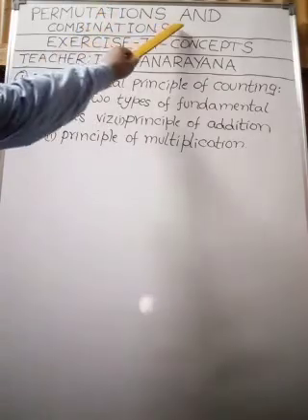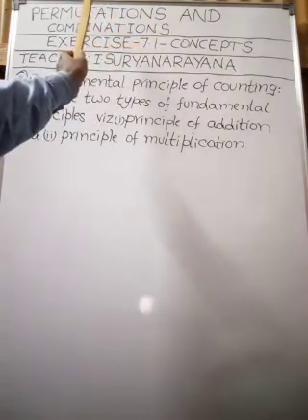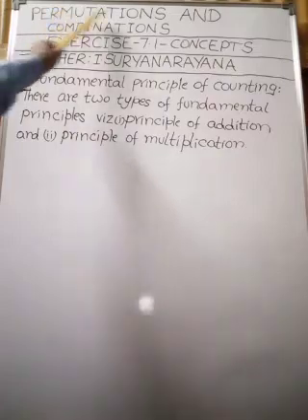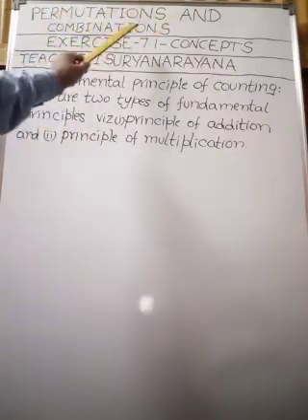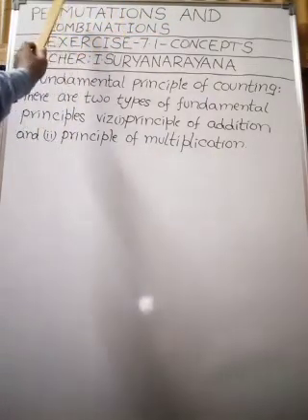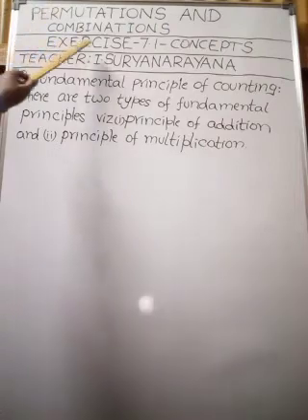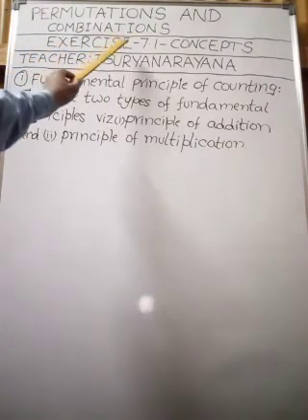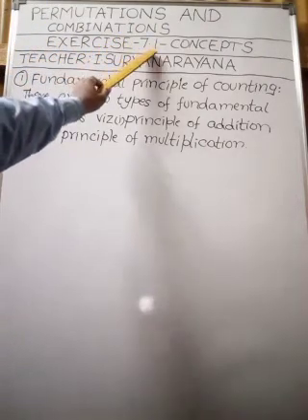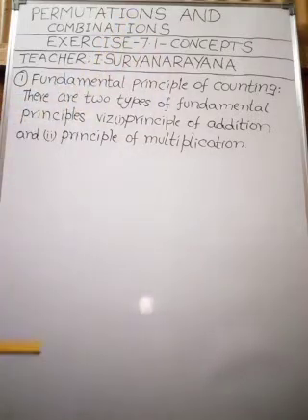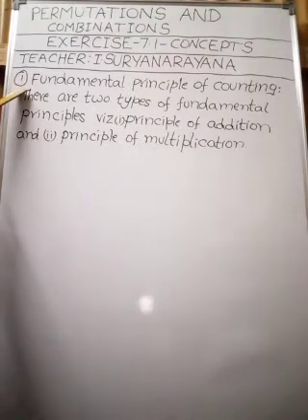Today we are going to discuss a new concept, a new chapter, that is permutations and combinations. In this chapter, we are going to discuss the concepts of exercise 7.1. Okay, my children, are you ready to listen to the class? Right. Come to the first point.